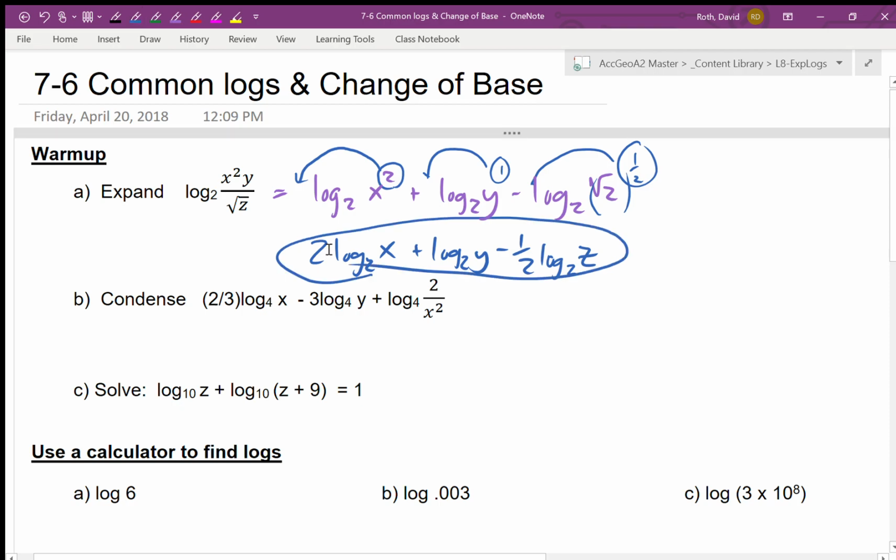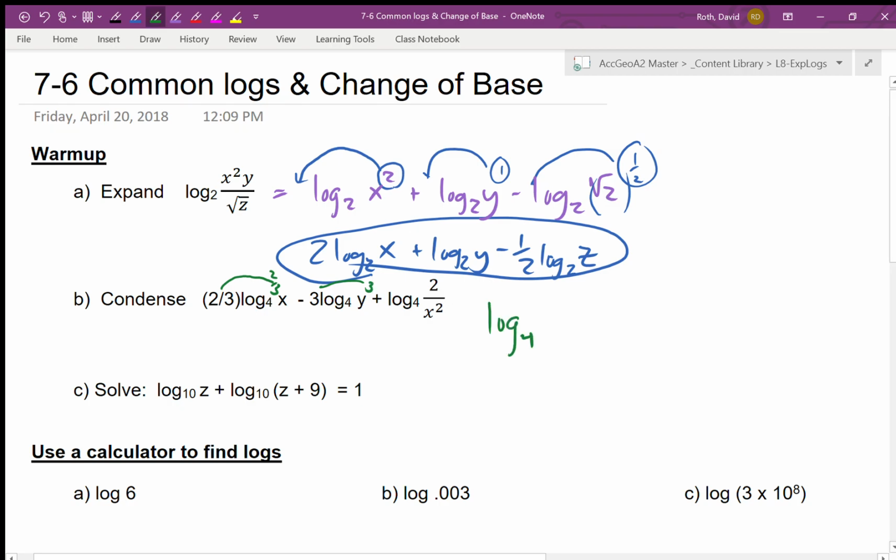Now when we're condensing, everything reverses. What color should I use? Green. So all of these numbers out front will go up to be the 2/3 power. This will be y cubed. This one's kind of already condensed to some measure. Now, everything that's positive goes in the top of the fraction. Everything that's negative goes in the bottom. So you can just write it out in a single step.